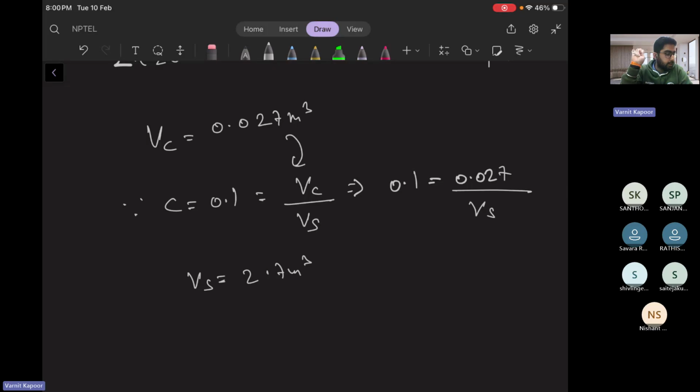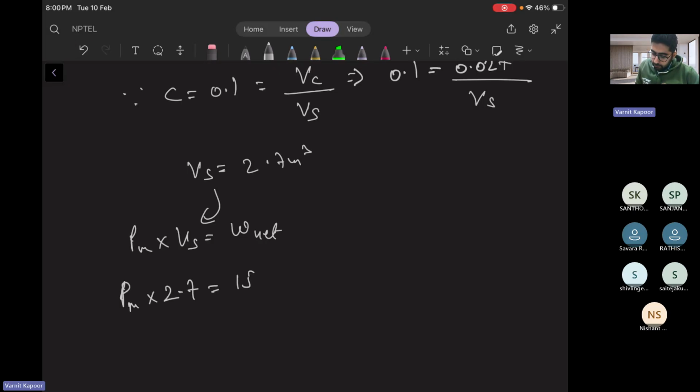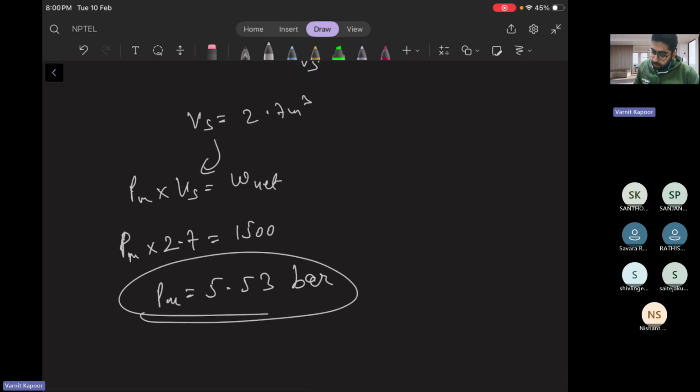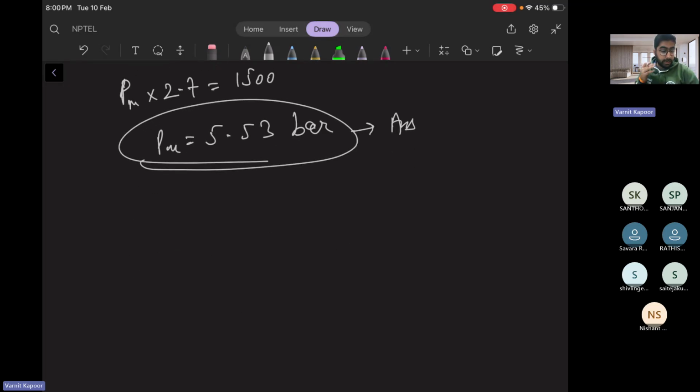That was asked. Mean effective pressure now will be Pm into V swept is equal to work net. Put this swept volume: Pm into 2.7 is equal to work net, which was 1500. So the mean effective pressure will come out to be 5.53 bar. That is the answer. Now they have asked for the cylinder dimensions.